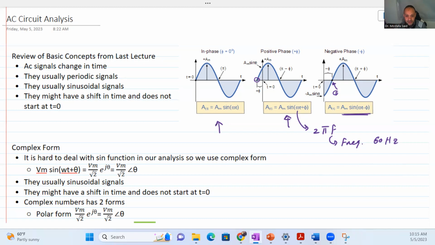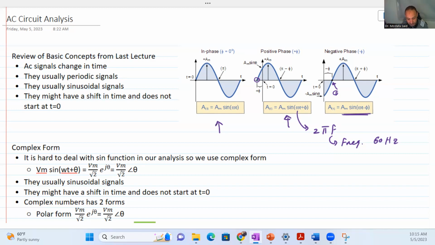But we said that using sine functions in our analysis will complicate the analysis. So we convert that sine form, which is basically the real form, into something that is easy to manipulate and easy to work with mathematically. This is a complex form. Although it's called complex, it will make our life easier when we do the analysis.